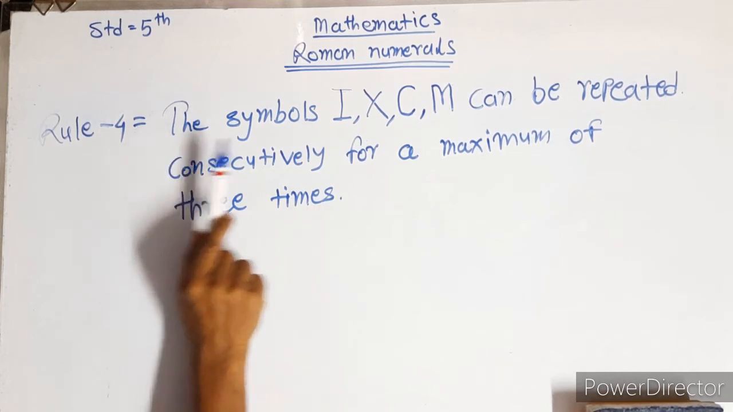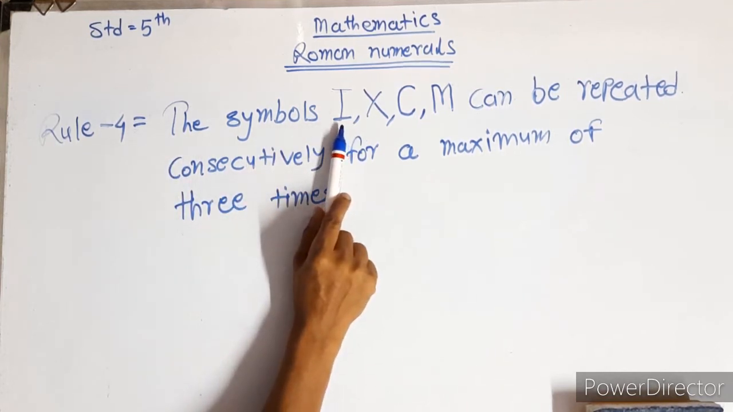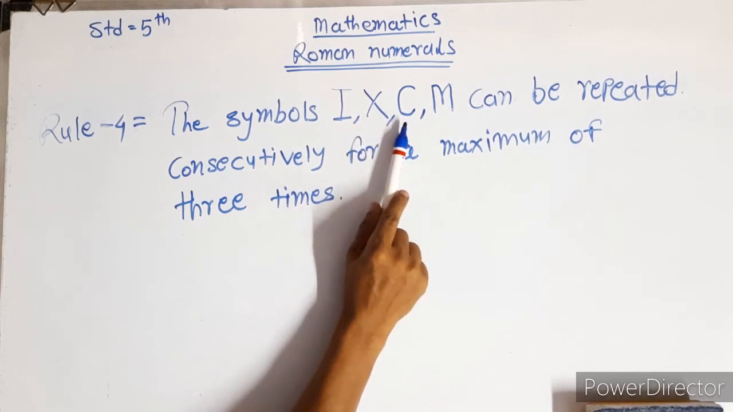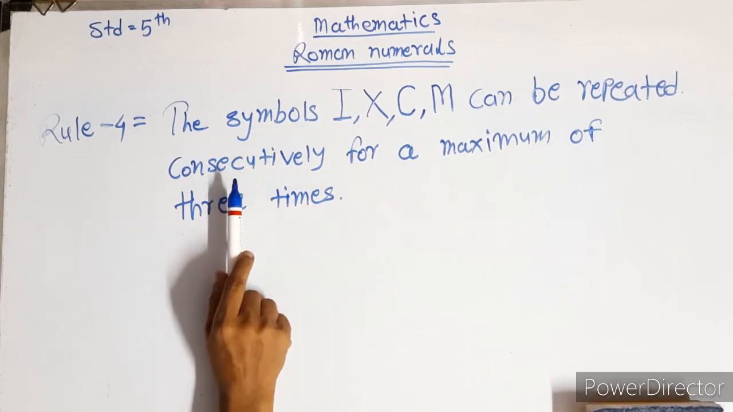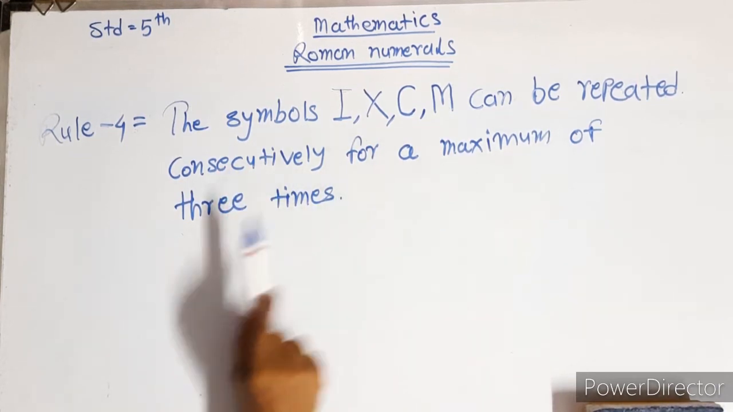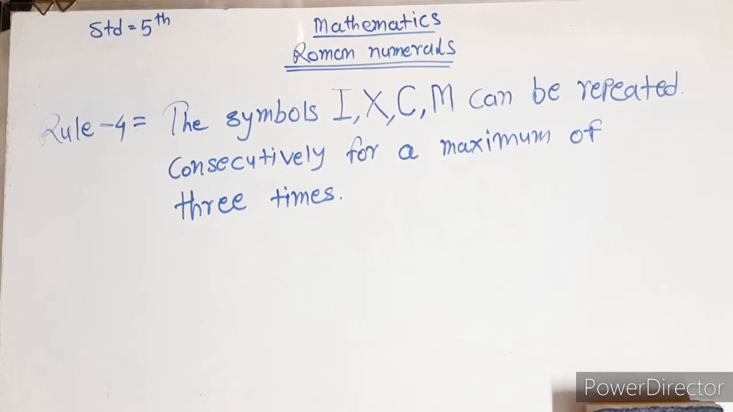Listen again. The symbols I, X, C, M can be repeated consecutively for a maximum of 3 times. It means, बाळांनो, I, X, C, M ही अक्षर आपण जास्तीत जास्त 3 वेळा सलग वापरू शकतो. सलग 3 वेळा जास्तीत जास्त.